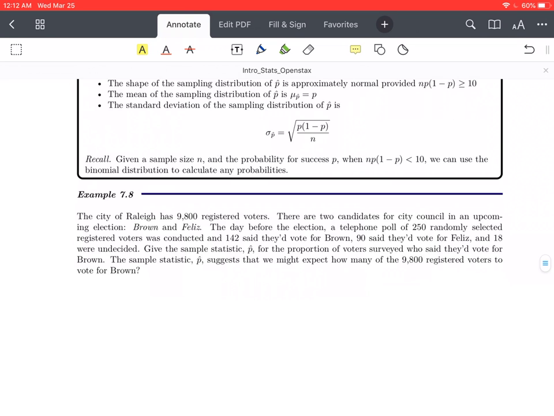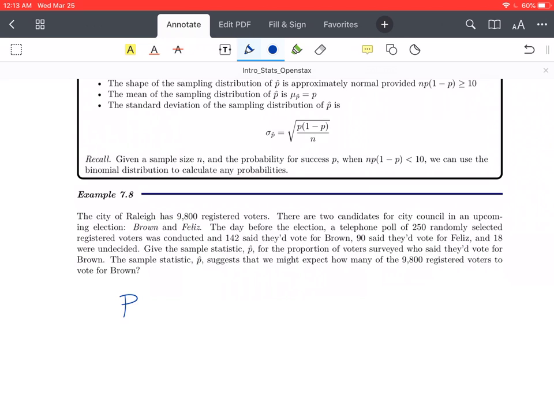So the city of Raleigh has 9,800 registered voters. There are two candidates for city council in an upcoming election, Brown and Feliz. The day before the election, a telephone poll of 250 randomly selected registered voters was conducted, and 142 said they'd vote for Brown, 90 said they'd vote for Feliz, and 18 were undecided. Give the sample statistic, p hat, for the proportion of voters surveyed who said that they'd vote for Brown. The sample statistic p hat suggests that we might expect how many of the 9,800 registered voters to vote for Brown. So let's find p hat first.